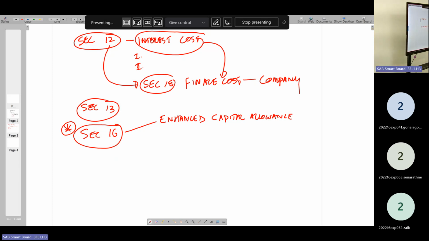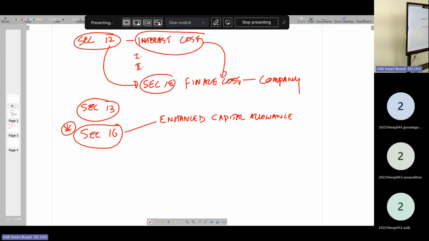Enhanced capital allowance is applicable for investment other than expansion of existing business. Given some criteria, there is the investment criteria that need to be satisfied, as well as the area where that particular investment is made. Based on that, enhanced capital allowance can be deductible. That is an investment incentive, an additional incentive for businesses, but the intention is to encourage the investment. So that is enhanced capital allowance.